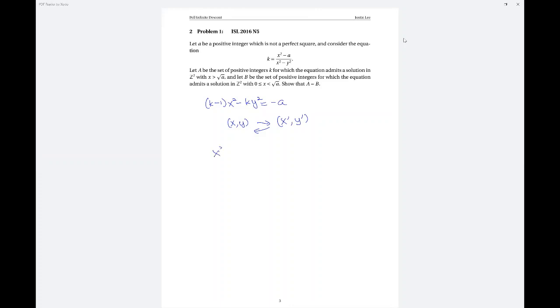Let's turn this to x squared minus (k minus 1) times y squared equals negative a over (k minus 1).